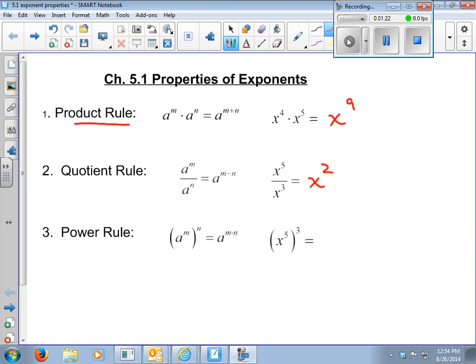The third rule we've got is called the power rule. This is when you have one exponent raised to another exponent. Property on this one says it will be a raised to the m times n. So here's your chance to multiply your powers together. X to the fifth and then raised to the third power, multiply 5 times 3, x to the 15th.